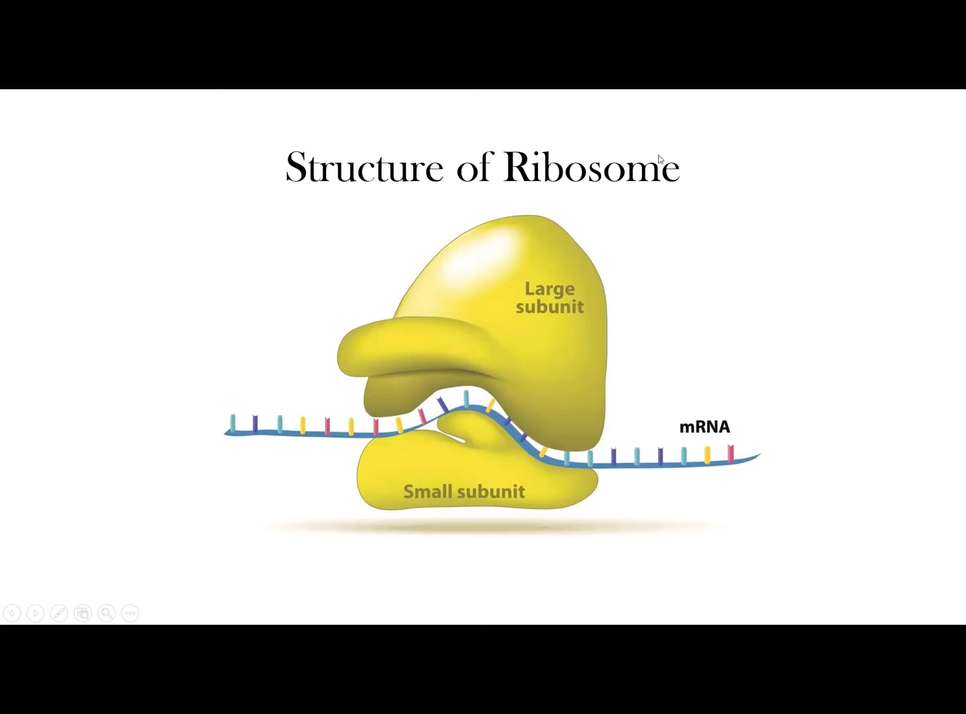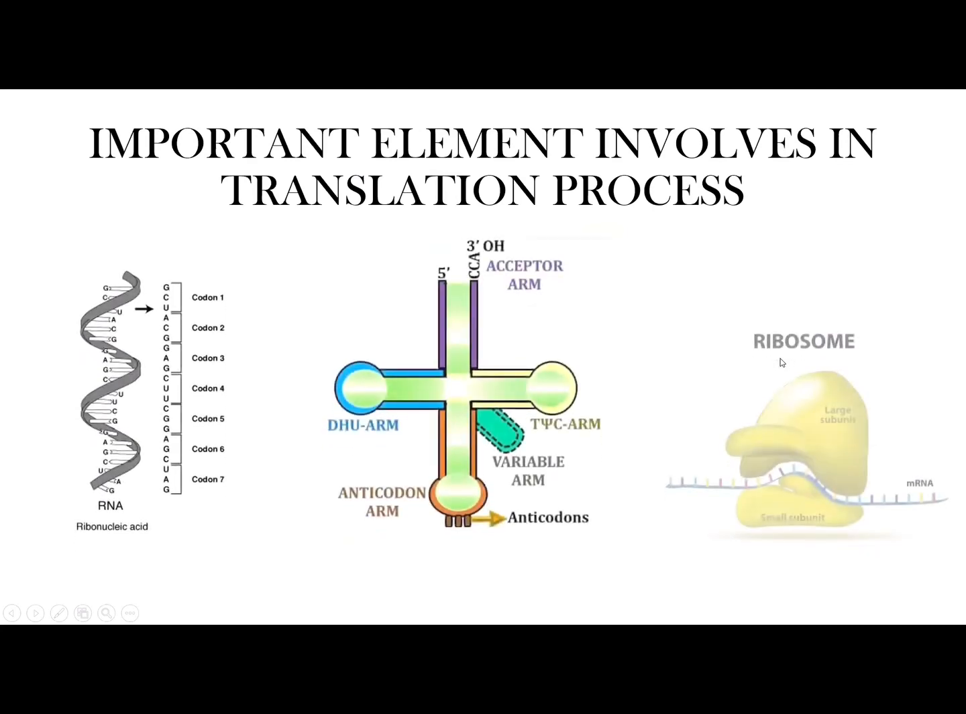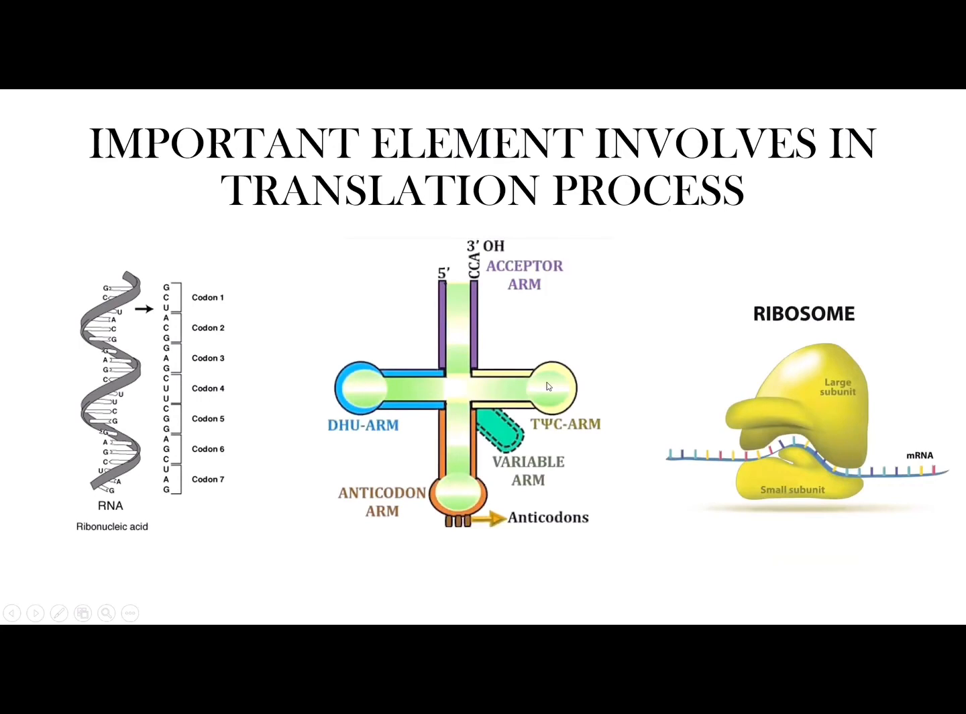Now let's look at the structure of the ribosome. A ribosome consists of a large subunit and a small subunit. The functions of the ribosome are to bind with the tRNA, hold the mRNA in place during the translation process, and assist in the translation of mRNA. You have to remember three things: the mRNA, the tRNA, and the ribosomes. You have to remember all the structures of these elements.